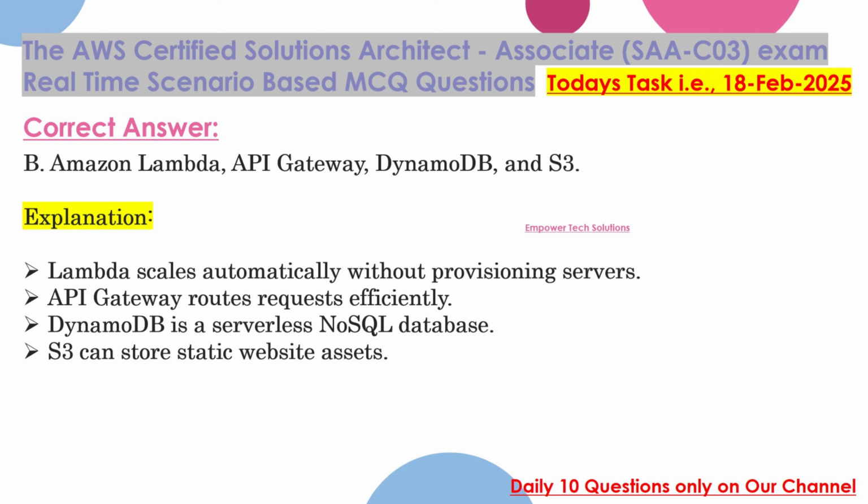Explanation: Lambda scales automatically without provisioning servers. API Gateway routes requests efficiently. DynamoDB is a serverless NoSQL database. S3 can store static website assets.